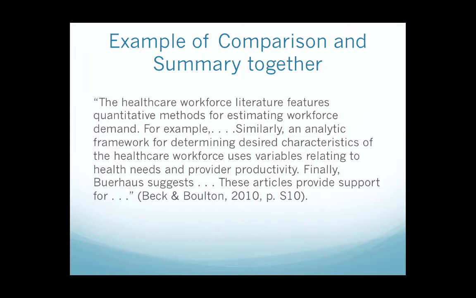They then give a comparison term. Quote, "Similarly, an analytic framework for determining desired characteristics of the healthcare workforce uses variables relating to health needs and provider productivity." Finally, here they're indicating that they're summarizing and concluding what many of these studies say. Boorhaus suggests, ... this sentence goes on, and finally indicate these articles provide support for. That is, what they mean to say is, having compared these different approaches, these articles provide support for a particular conclusion.